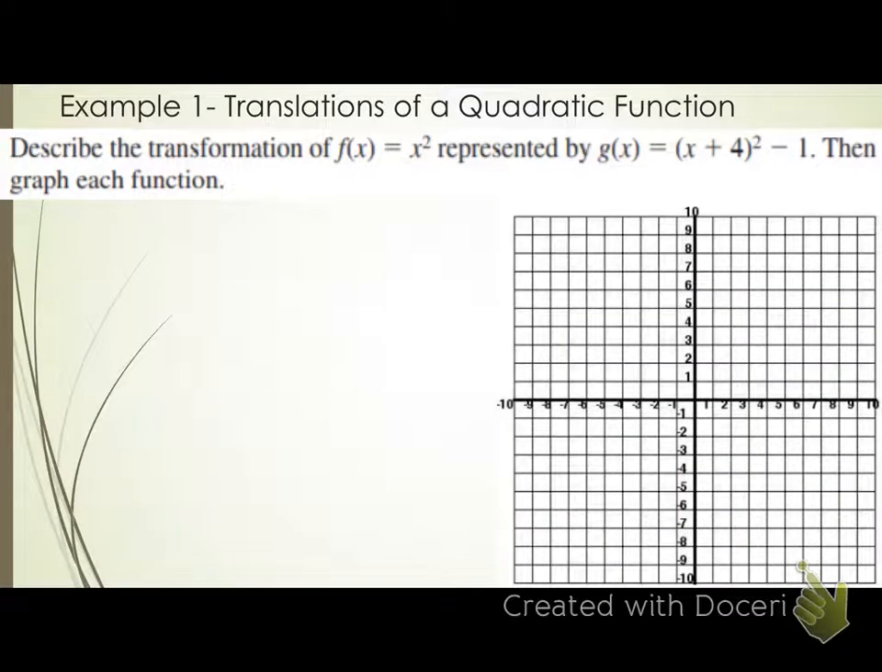Okay, example 1. Describe the transformation of f of x equals x squared represented by g of x equals (x plus 4) squared minus 1, then graph each function.